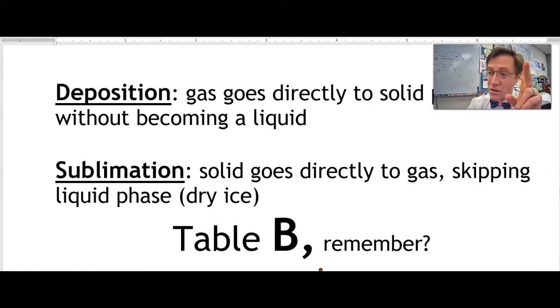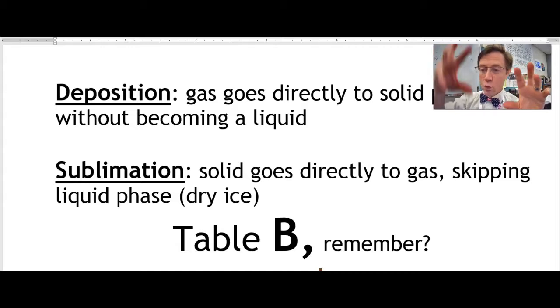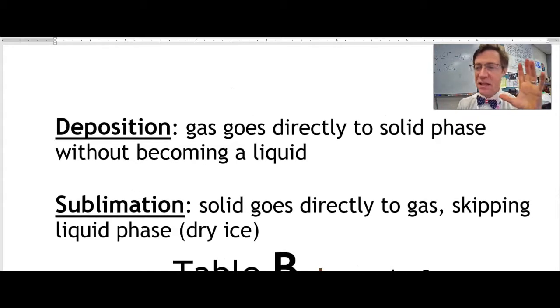Oh yeah, 2 other words, 2 things we need to know. Deposition. Deposition, this is where a vapor goes directly to the solid phase. It skips liquid, just vapor to solid. We see this all the time. We call it frost, right?